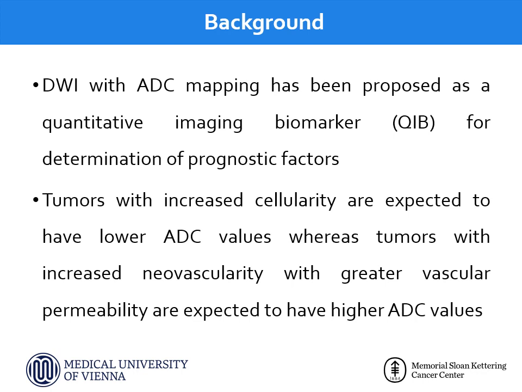Diffusion-weighted imaging with apparent diffusion coefficient mapping has been proposed as a quantitative imaging biomarker for determination of prognostic factors. High proliferating tumors with increased cellularity are expected to have lower ADC values, whereas tumors with increased neovascularity with greater vascular permeability are expected to have higher ADC values.